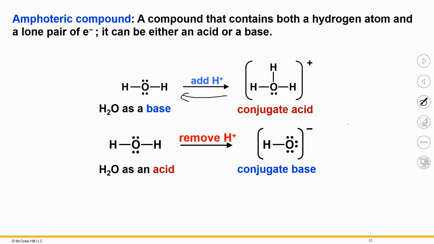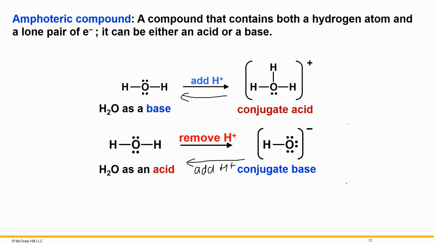So we always have a conjugate base and acid pair. Here, water is acting as an acid. We're getting rid of a hydrogen. Now we have hydroxide. This is the conjugate base, because if we go backwards and add a proton, it's going to be acting as a base. So we always have the conjugate acid-base pair.